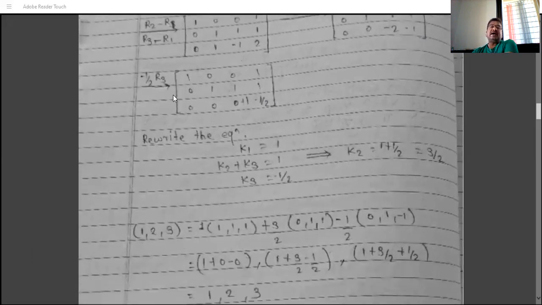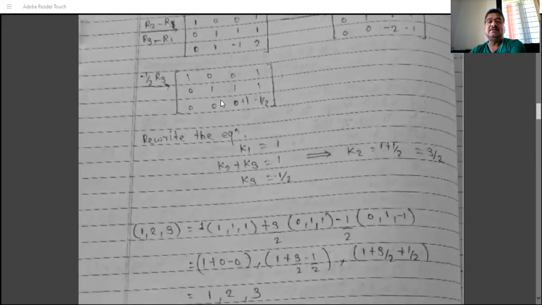Okay. Then minus 1 half R3. We have to reduce this minus 2 to 1, because we have to reduce this matrix to echelon form. So reduce the element minus 2 to 1 by using the operation minus 1 half R3. So the change is in the third row. Here we have 1, and 1 times minus 1 half gives minus 1 half. 2 minus 1 is 1, so here is 1, and after multiplying by minus 1 half, we have minus 1 half. So this is an echelon form.